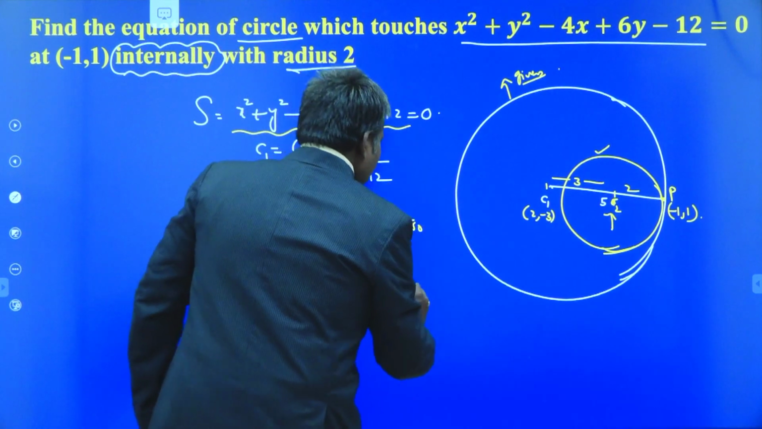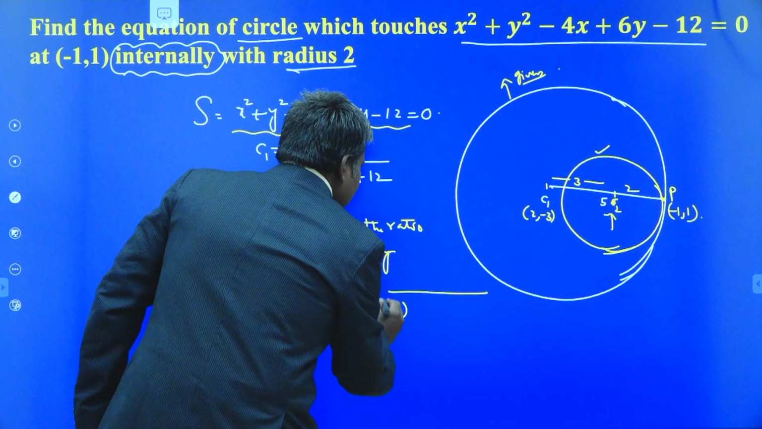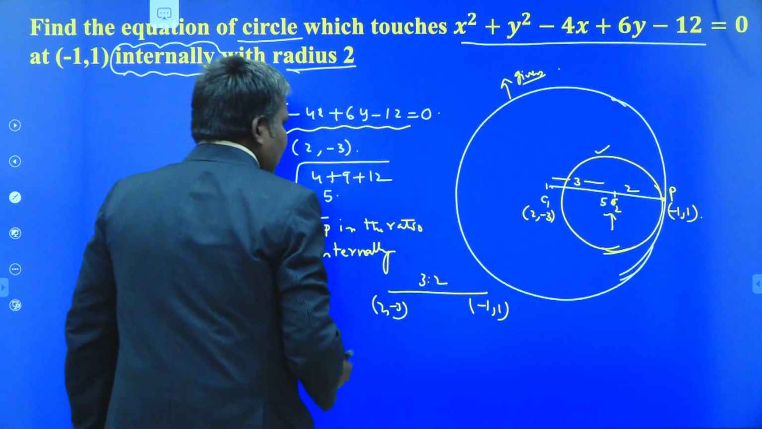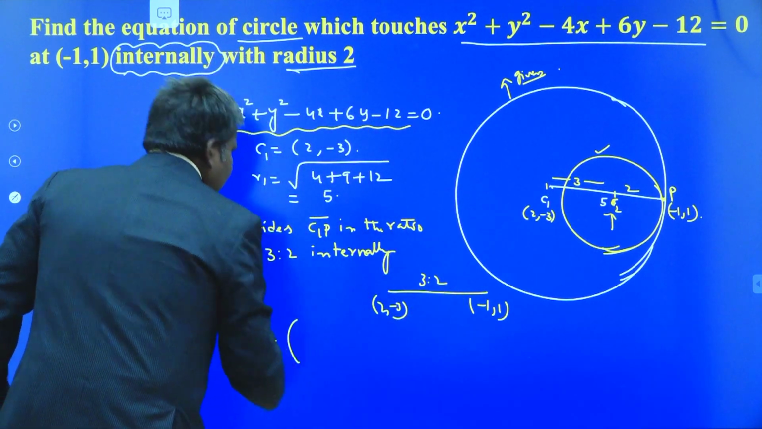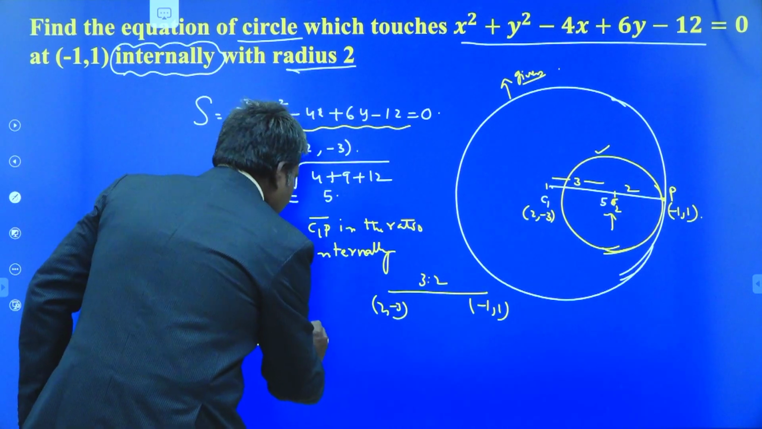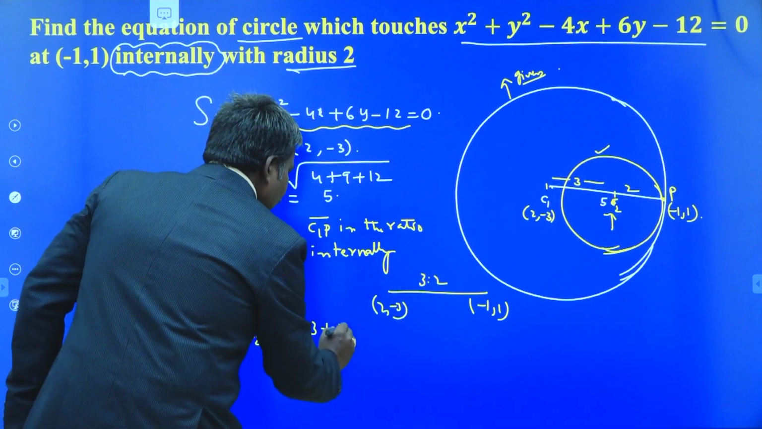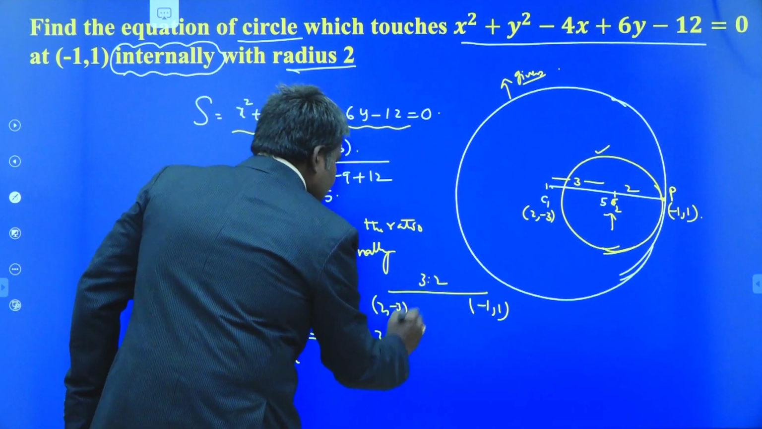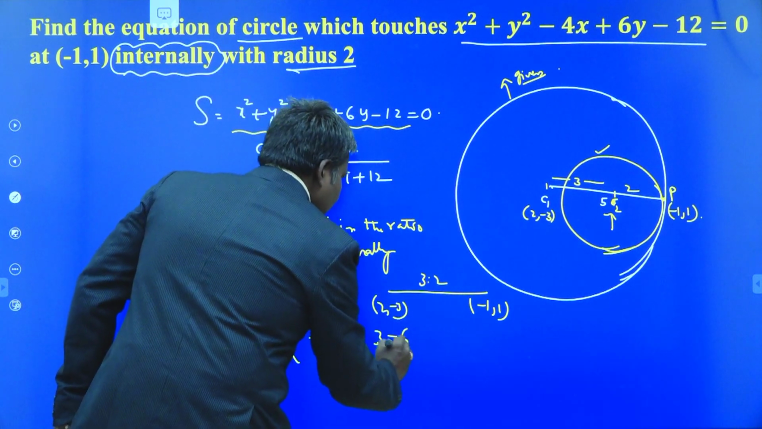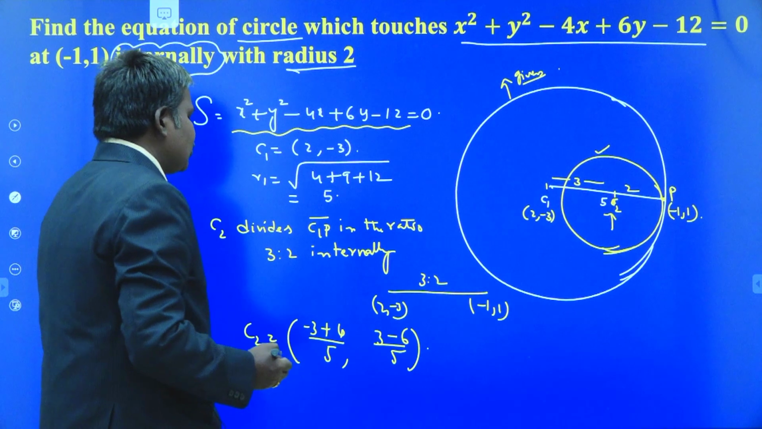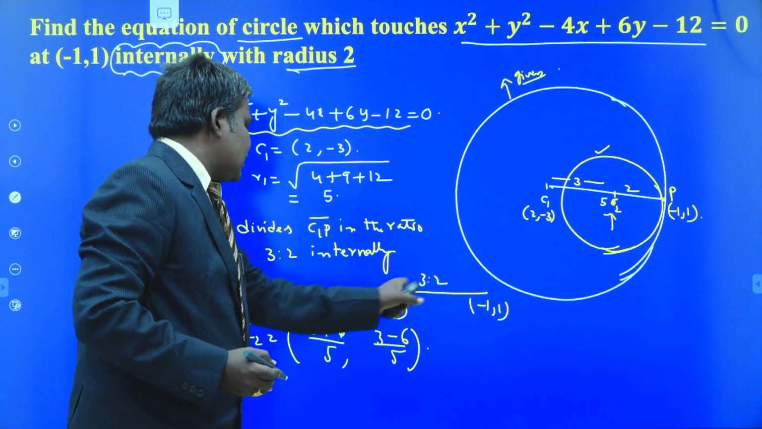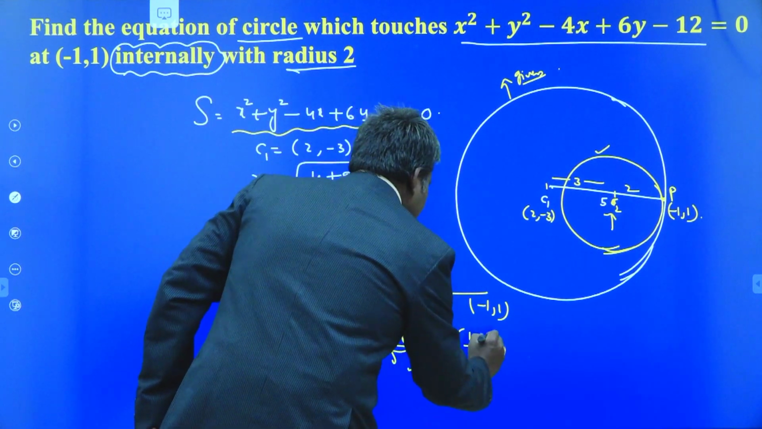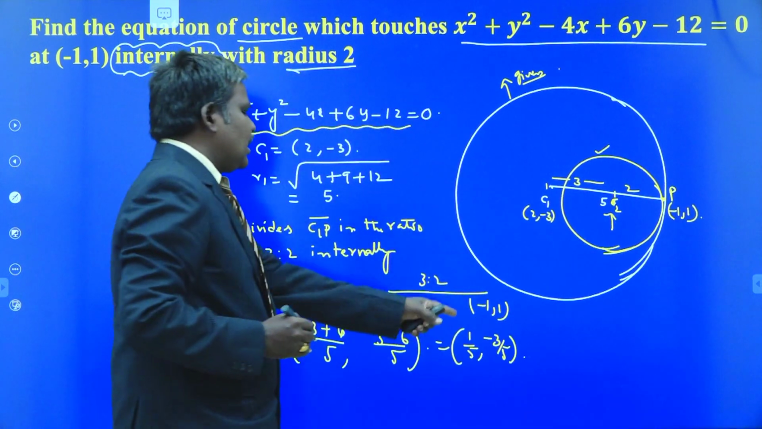Okay. So, what are the points here? This is 2 comma minus 3. That is minus 1 comma 1. What is the ratio? 3:2. So, can I find the coordinates of C2 or not? C2 is equal to (mx2 plus nx1) by (m plus n), (my2 plus ny1) by (m plus n): that is (3 into minus 1 plus 2 into 2) by (3 plus 2), that is 5, and (3 into 1 plus 2 into minus 3) by (3 plus 2), 5. That is nothing but 1 by 5 comma minus 3 by 5. This is the required center.